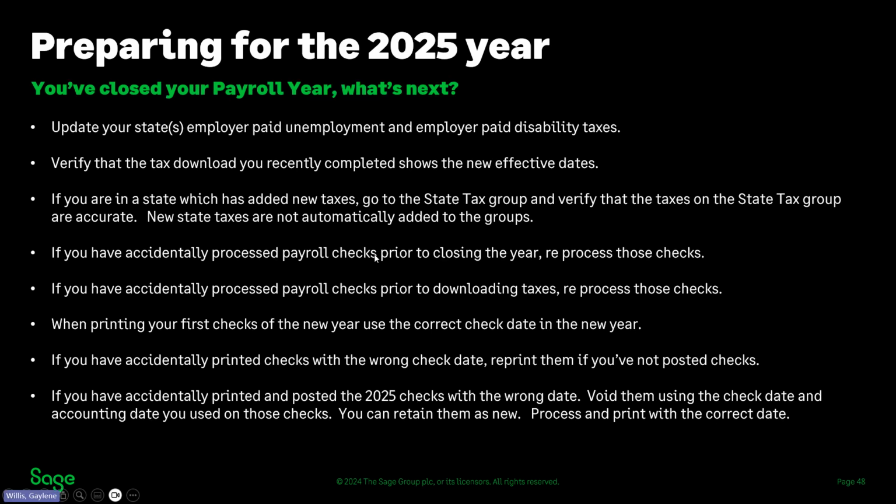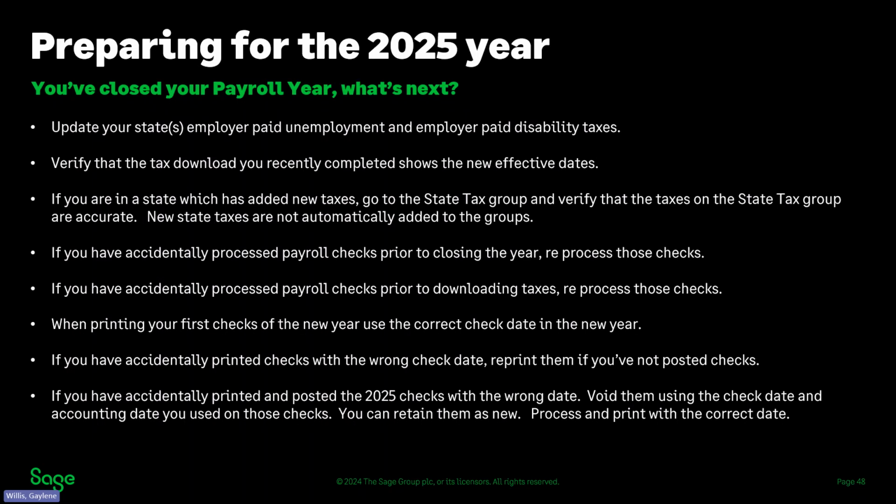Okay, so we've closed our year. We're ready to move on for 2025. Make sure you update your state employer paid unemployment and employee paid disability taxes. Verify that the tax download is complete. A great way to verify is to look at the tax release notes, which are available.